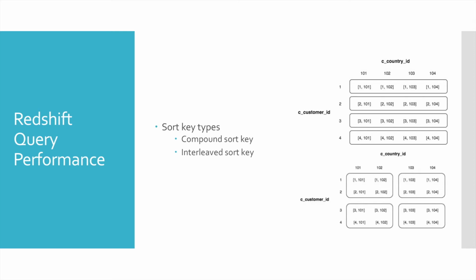But if our requirement is that we want to query the data based on the customer ID, and other queries based on the country ID, we need to use the interleaved sort key. It groups the customer ID and the country ID into smaller groups, and then it will improve the query for both customer ID and country ID. Of course, if we query customer ID alone, it will need to get more blocks to get the final results.